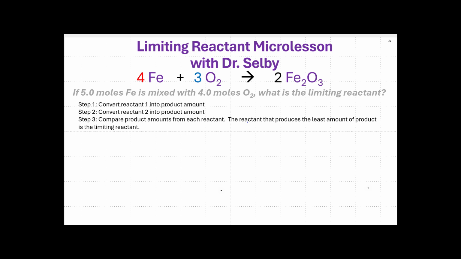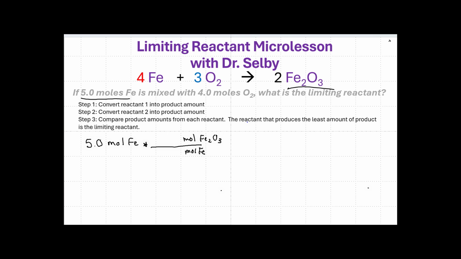So let's get started. I am going to start with 5 moles of iron. And so we're given 5 moles of iron. And I want to convert that into a product amount. I want moles of iron to cancel, so it's going to go on the bottom. And I want to be left with the moles of the product, which is our iron 3 oxide. So moles of Fe2O3.